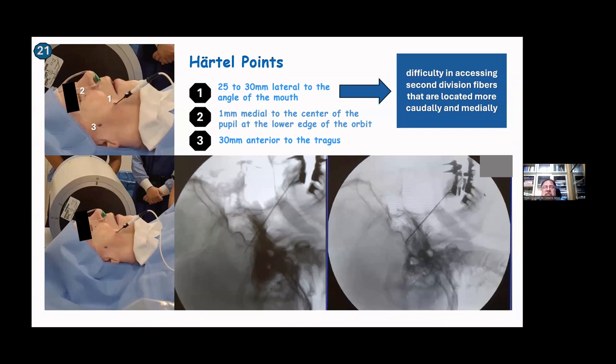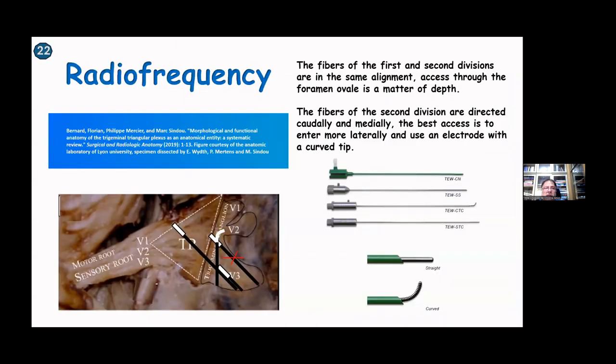Neuralgia of the second division of the trigeminal deserves extra attention, as the fibers are located more caudal and medial than the other fibers. Lateral puncture favors the angle to reach the fibers of the second division that are medially located. When the electrode offers a distal curve, difficulties usually disappear.